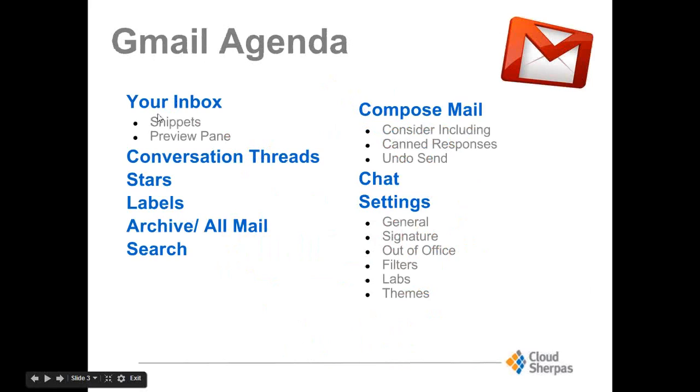We'll show you a few different things like snippets in the preview pane. We'll talk about conversations, ways to organize your mailbox like stars, labels, using your archive and your all mail. We'll show you how to search. We'll show you how to compose mail. We'll talk about different settings. Disregard the chat because I know chat's not going to be enabled for you guys. We'll talk about some of the different settings as well in your Gmail inbox.